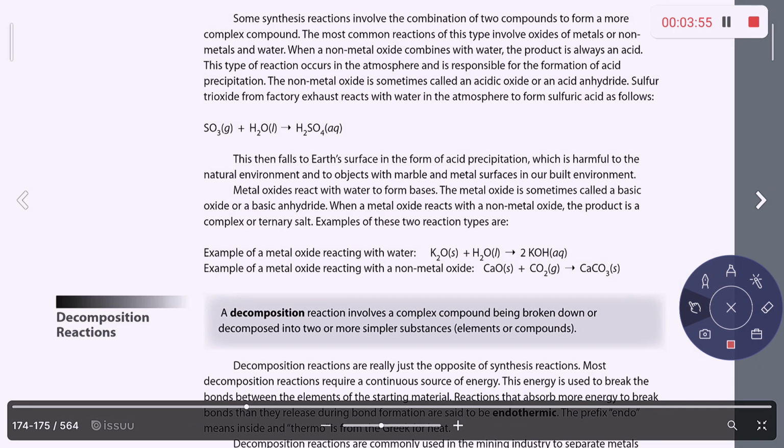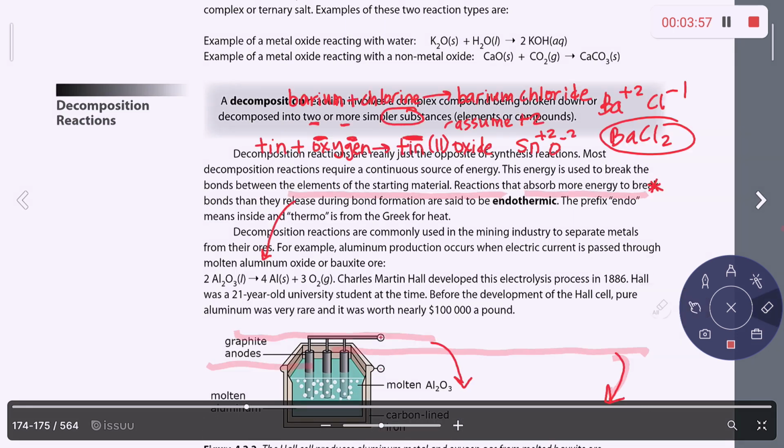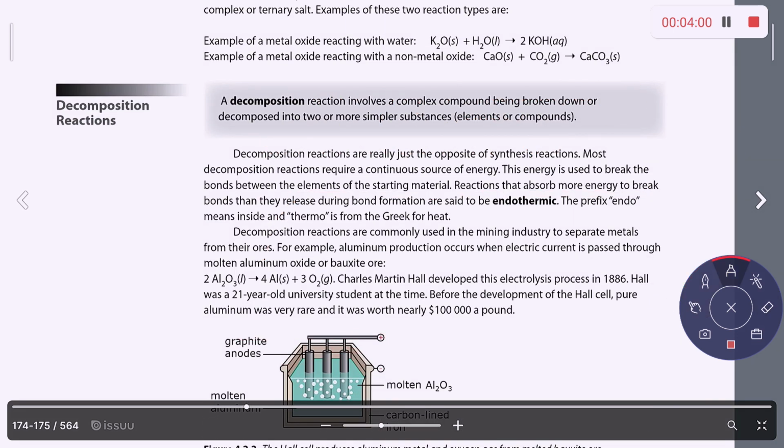So let's come down here. Let's talk about decomposition reactions briefly. Decomposition reactions are when you have one complicated reactant and it splits up into more simple things. Since this is the opposite of a synthesis reaction, most decomposition reactions will actually require energy to get them to go. Since this is absorbing more energy to break bonds and it's releasing when they form, this would be an endothermic process. I think that's all I need to say about that.